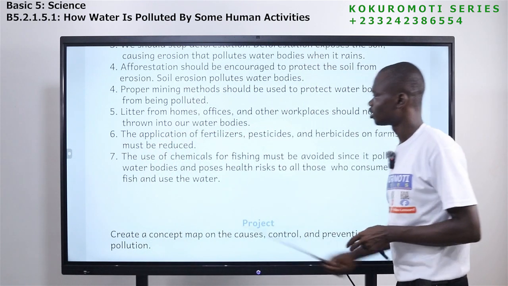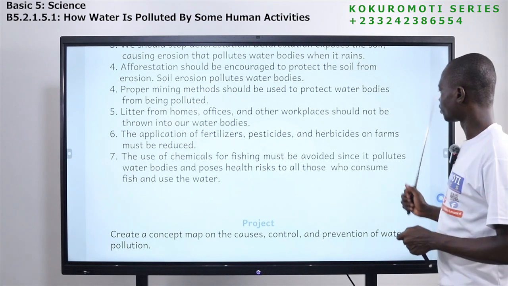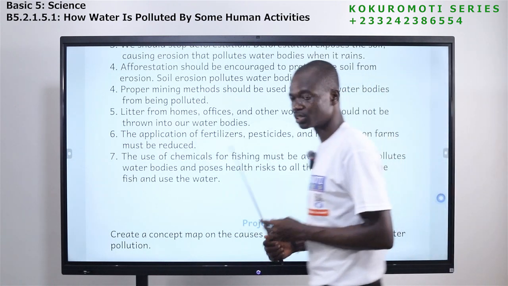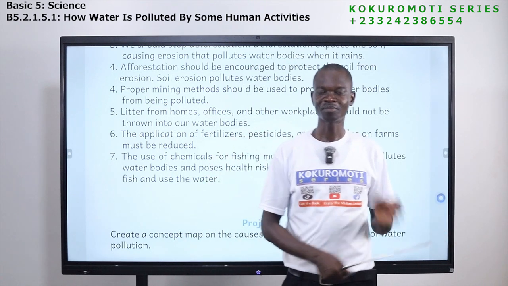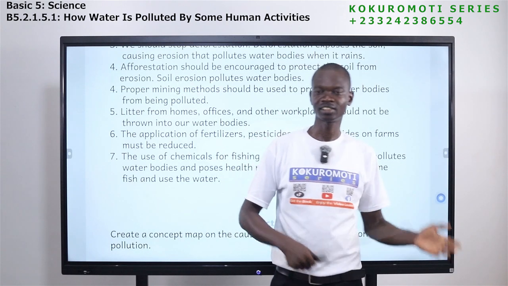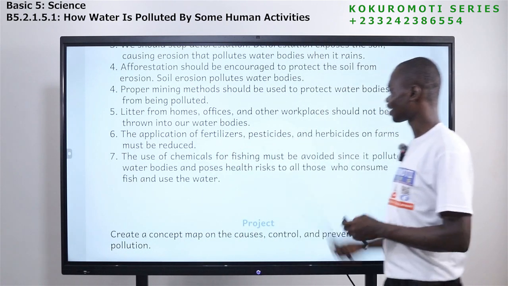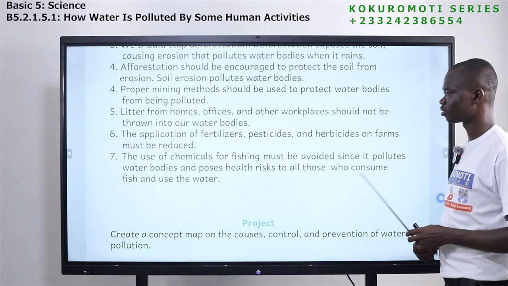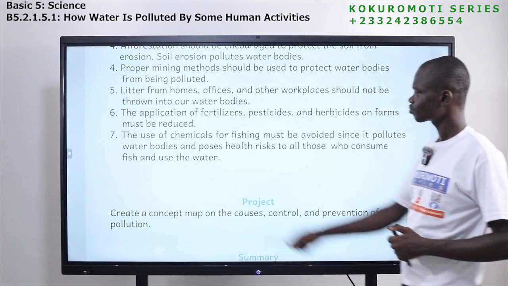The next one, the application of fertilizers, pesticide and weedicide on farm must be reduced. So we are saying that we should use them, but it should be reduced. Fertilizers, weedicides, and other chemicals that we use for farming, we should reduce the quantity.